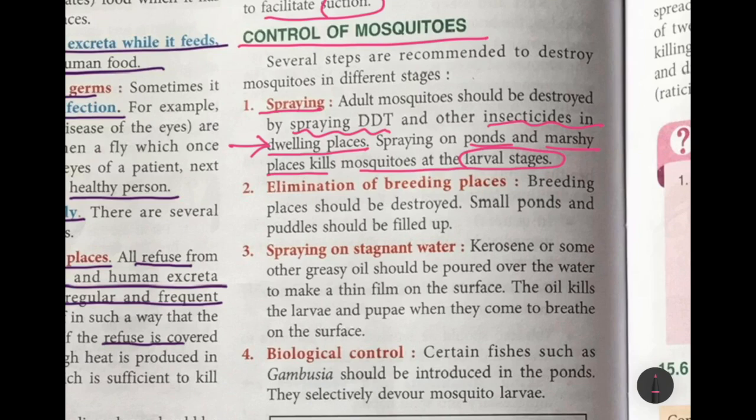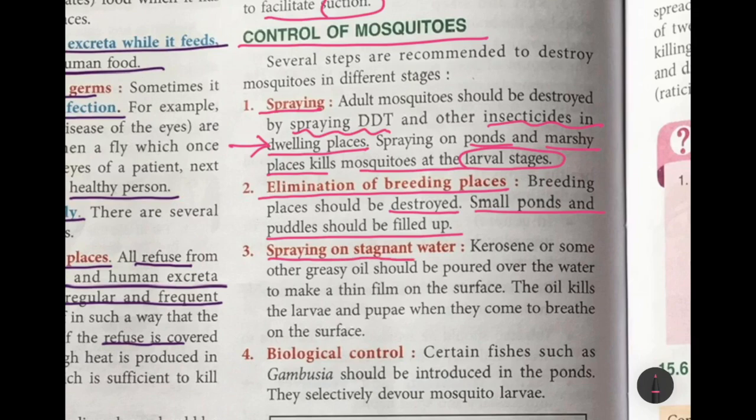You know, the larval stages of the mosquito are in water. They lay their eggs in water, and then the larvae hatch in the water and live in water. So it is very important to eliminate the breeding places. The breeding places should be destroyed. Small ponds and puddles should be filled up so that the mosquitoes cannot lay eggs in these puddles.